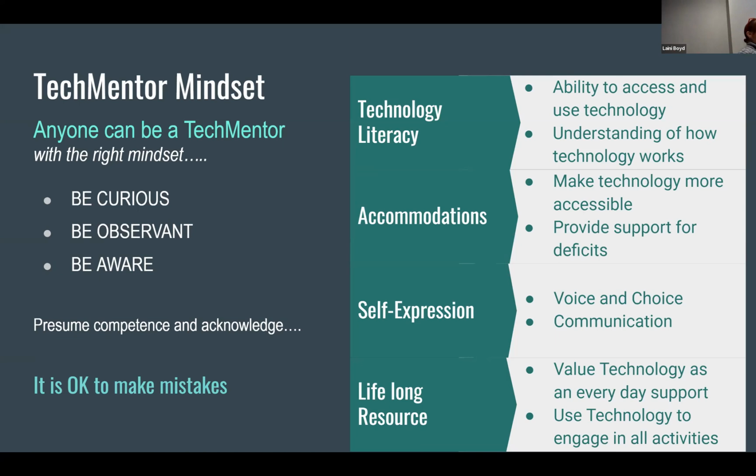I work with a lot of people that, without technology, people don't know what they're saying. People don't understand them, or people don't know what they want. So that is your role as a tech mentor, to support building those skills, building those self-expression skills. Build technology as a lifelong resource.